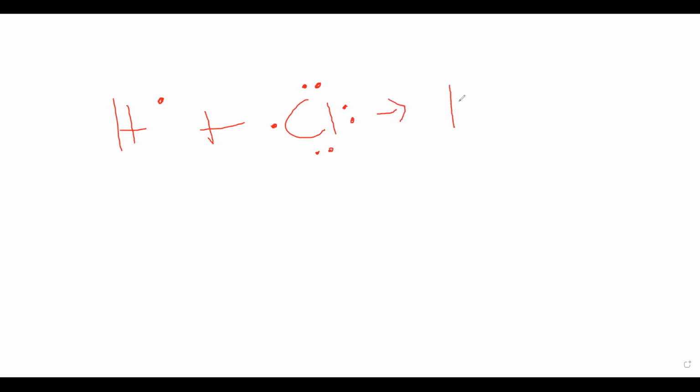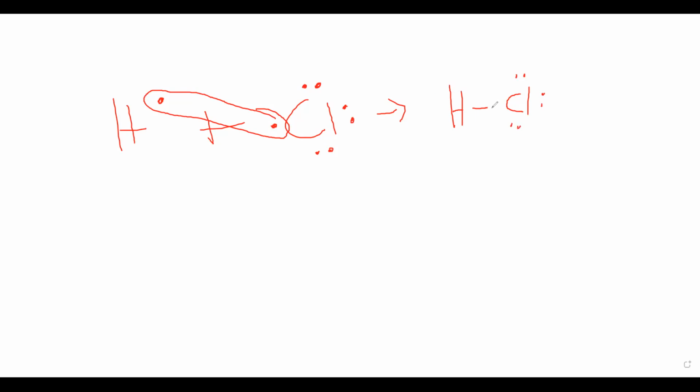So how do I draw this? I draw the H. It's going to be sharing that electron, so I'm going to make it a line to the chlorine. Now remember, that line represents 2. Which 2 does it represent? It represents these 2 shared electrons. So I'm not going to draw this dot. I'm just going to draw the other 6 around chlorine. So 1, 2, 3, 4, 5, and 6.